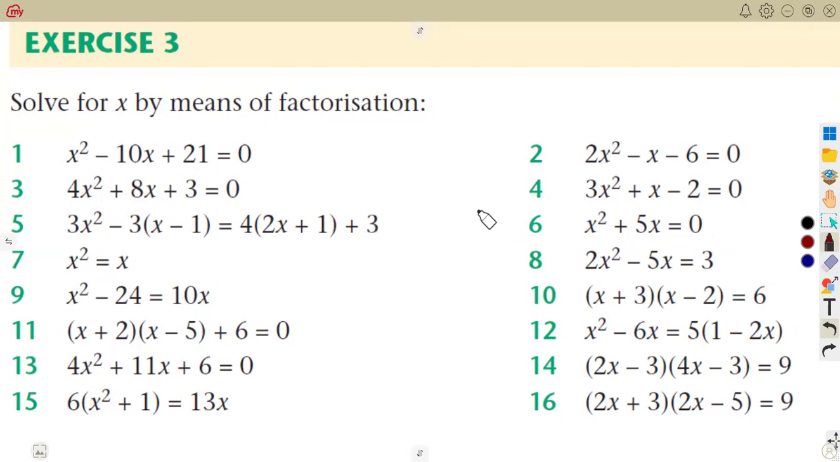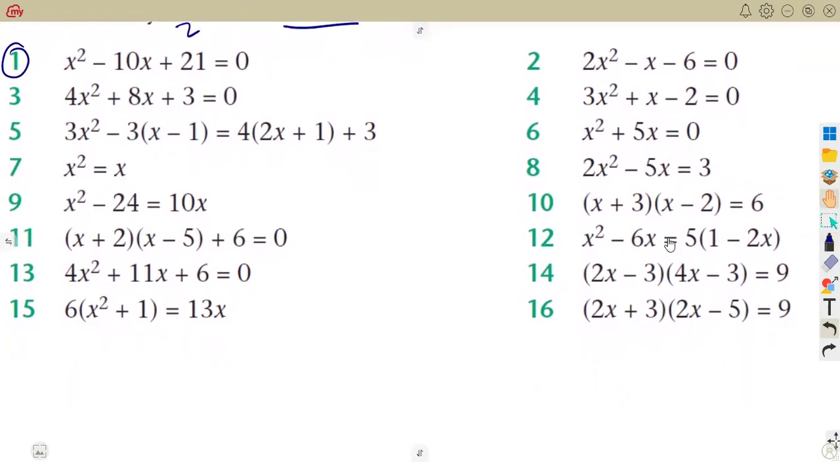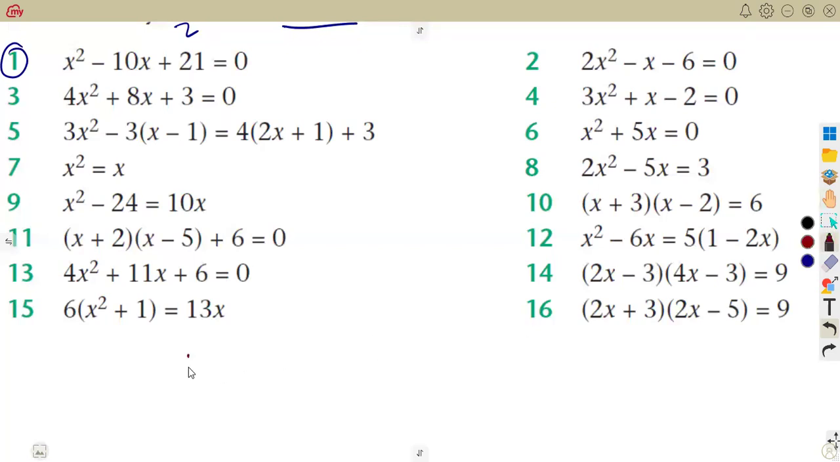So this is just a continuation, which we are supposed to maintain the way that you actually have been taught in terms of your factorization, and also to adapt some other methods which can be used. So we are not going to waste our time here. Exercise 3, we are given to solve for x by means of factorization. So considering the first question, this is a basic question that we can consider, which is x squared minus 10x plus 21 is equal to 0, like this.